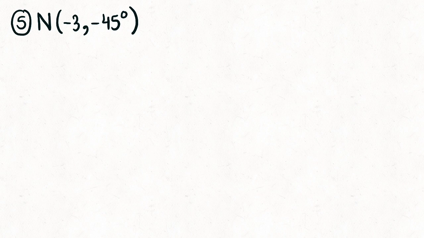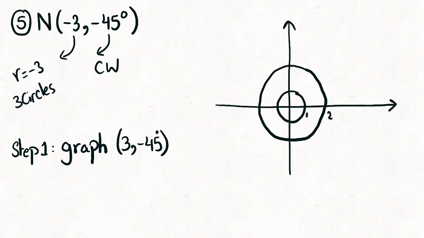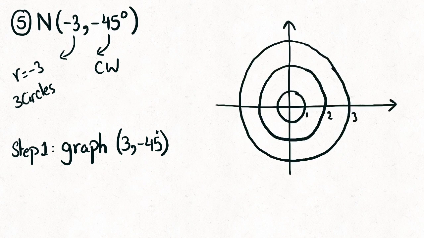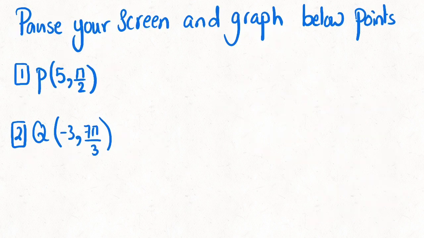Now the following point, we have r negative and the angle negative. The first step, you will pretend that you are graphing a positive r and a negative angle. Thus you will graph 3 circles and -4, which means you will go clockwise. Now because r is negative, you will extend a straight line to the other side and that's it. Plot the following points, then compare the answers with mine.